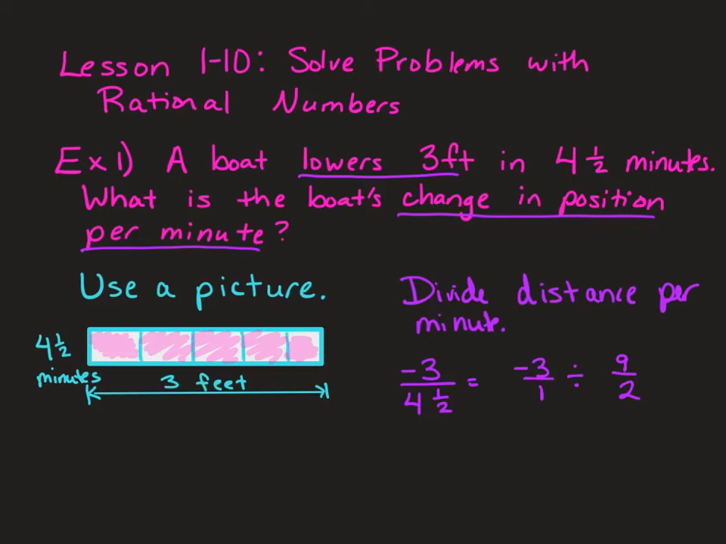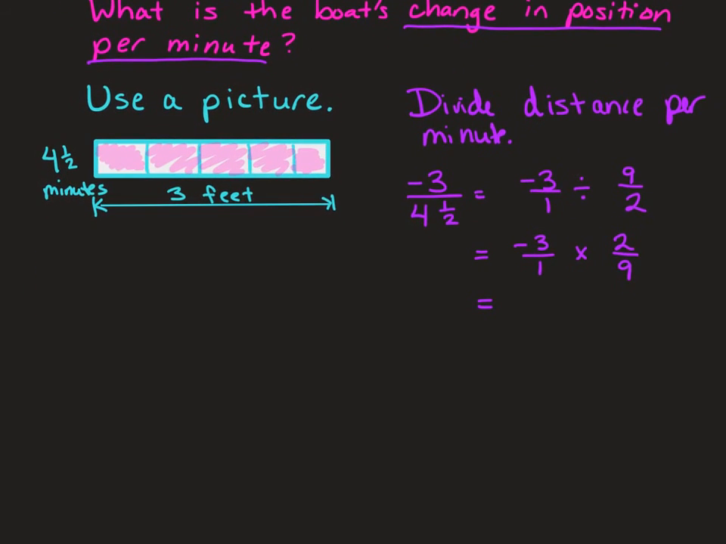Remember, when we divide fractions, we can change it to an equivalent multiplying fractions problem. So we have -3/1 times 2/9. We could follow through with multiplying. -3 times 2 over 1 times 9. We get -6/9, which does reduce to -2/3. So the change in position is -2/3 of a foot per minute.